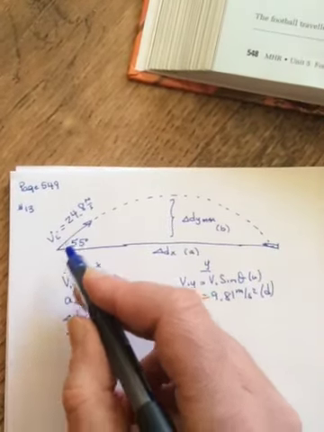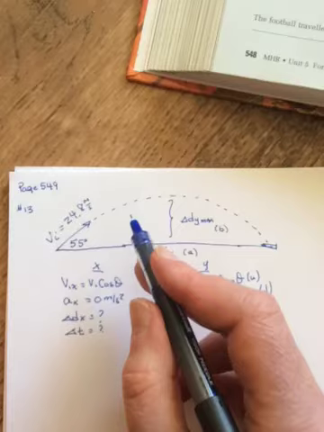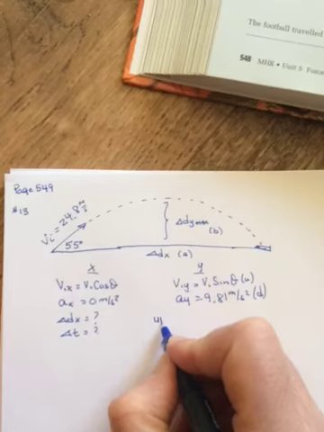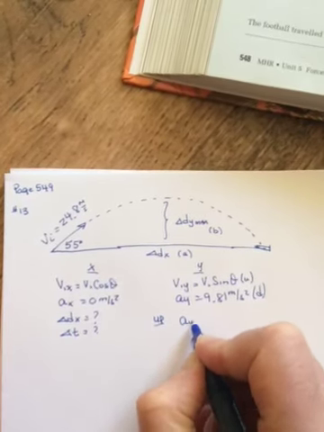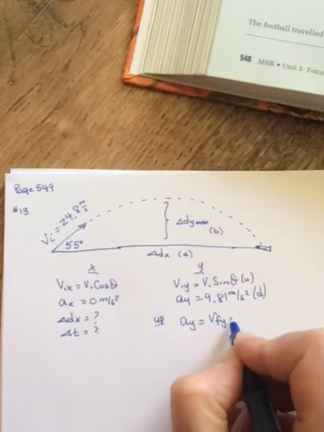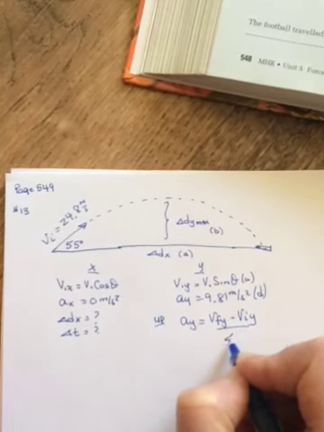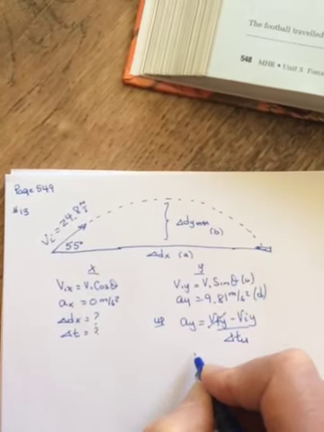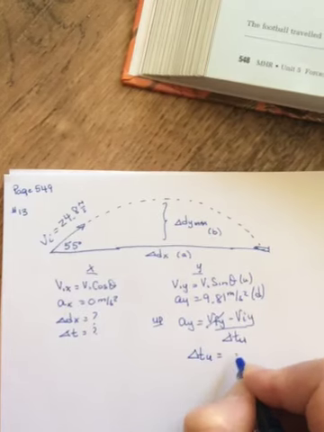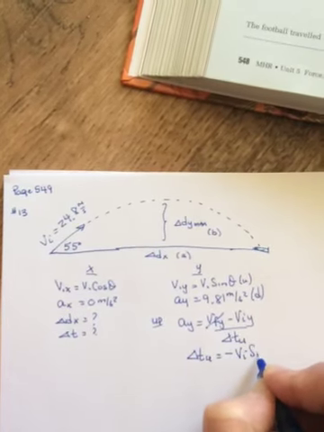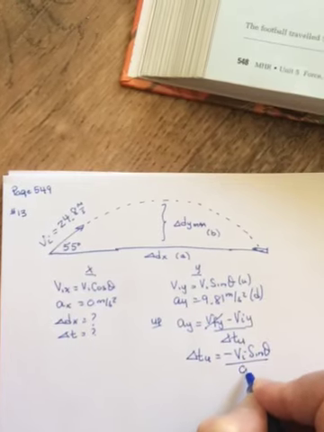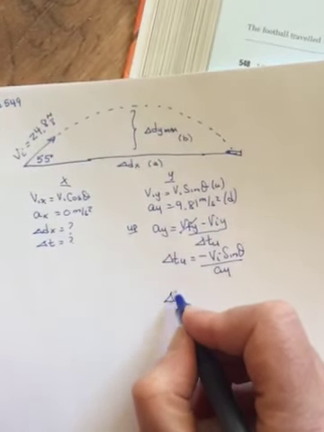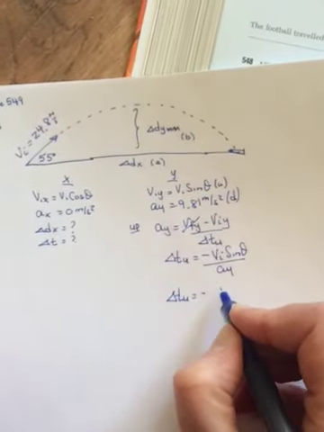But we can use the little trick that we will probably always use when it's ground to ground: looking at just the time up and doing AY is equal to VFY minus VIY over delta t. And if it's up, this is delta TU, and VFY goes to 0. And so it becomes delta TU is equal to negative VI sine theta, I know both of those, over AY, which I know. So I can find the time it takes to go up, and then just doubled it will be the full time.